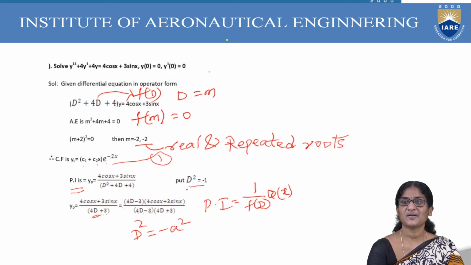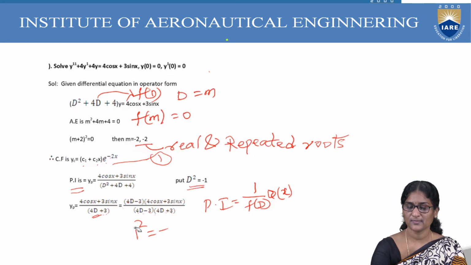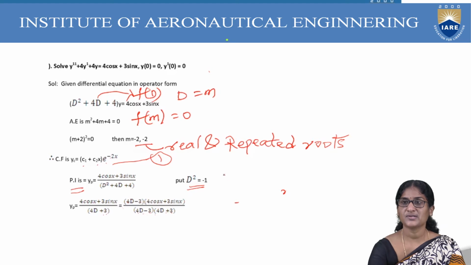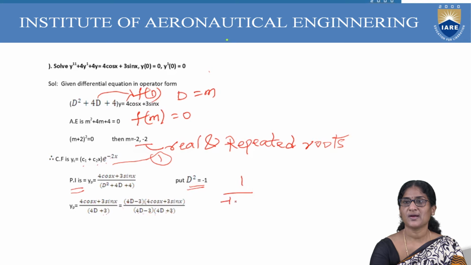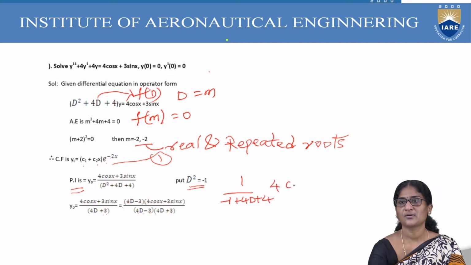I have got this by substituting d square is equal to minus 1. If you substitute d square is equal to minus 1, what are you going to get here? Let's see once again how you are going to get it. If d square is equal to minus 1, you are going to get 1 by d square is equal to minus 1 plus 4d plus 4 into 4 cos x plus 3 sin x.